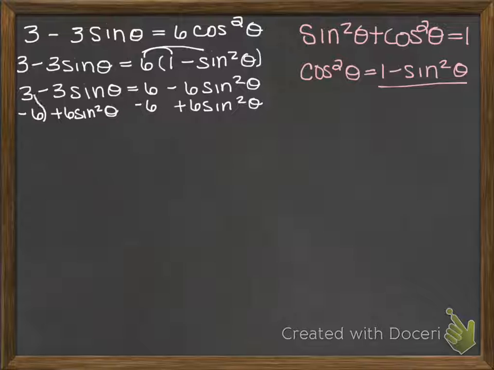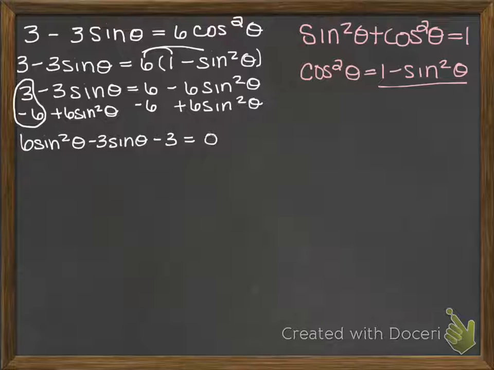These two numbers are constants and they'll work together, but these two are not like terms, and so I'll end up with both of these terms over here. So that will give me 6 sine squared theta minus 3 sine theta, and these two will end up with a negative 3 equals 0.